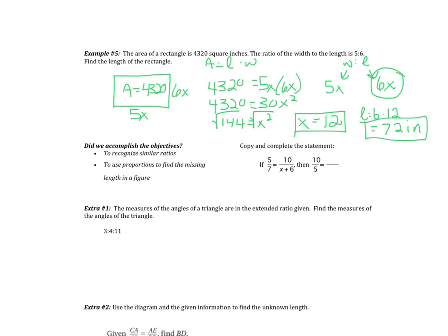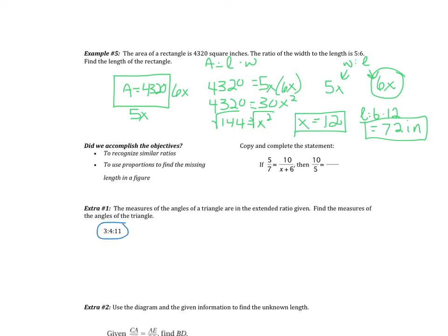Okay, I actually want to go over extra example number 1 because it comes up quite often. It's a very popular problem, I would call it, in this chapter, meaning it's going to show up on quizzes and tests. Now it tells us that the measures of the angles of a triangle are in the extended ratio given. Find the measures of the angles of the triangle.